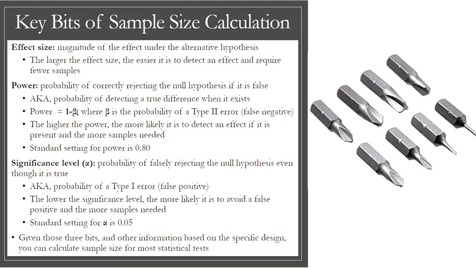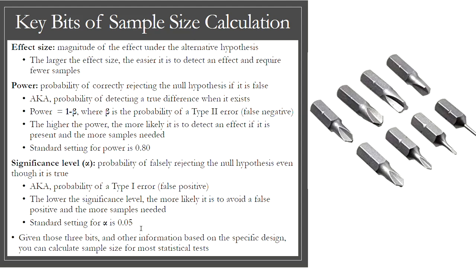Power is equal to 1 minus beta, where beta is the probability of a type 2 error, which is a false negative. The higher the power, the more likely it is to detect an effect if it is present and the more samples needed. The standard setting for power is 0.8. Now, significance level is alpha, and that's the probability of falsely rejecting the null hypothesis even if it's true. So this is also known as just the probability of a type 1 error, which is a false positive. The lower the significance level, the more likely it is to avoid a false positive and the more samples needed. So normally what we set alpha to is 0.05.